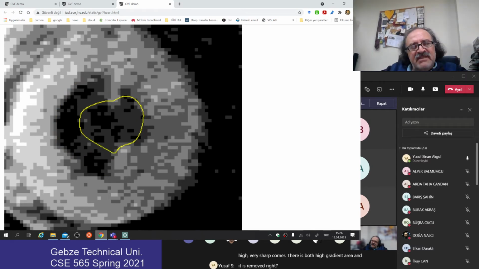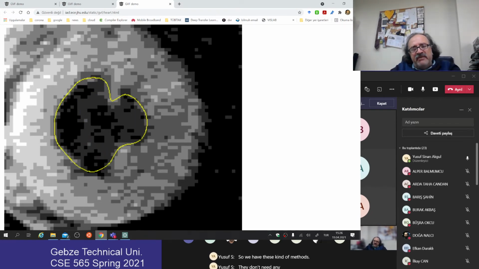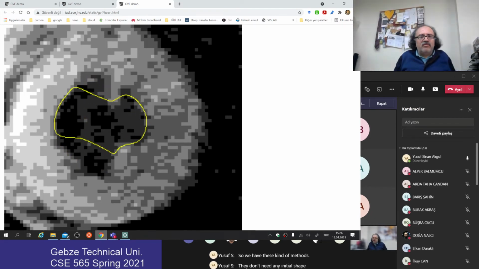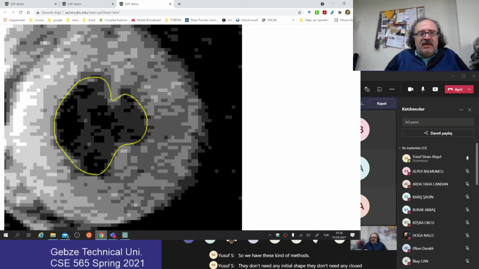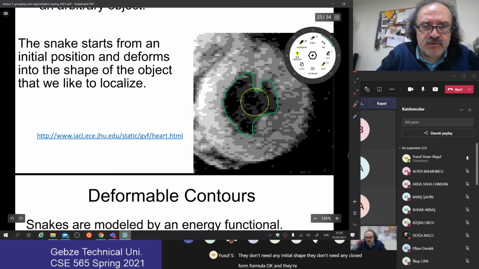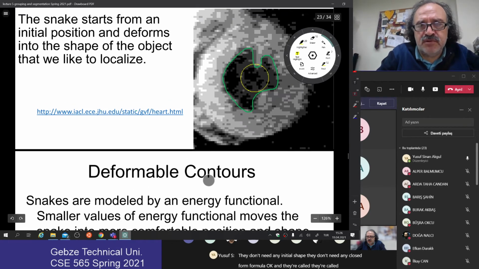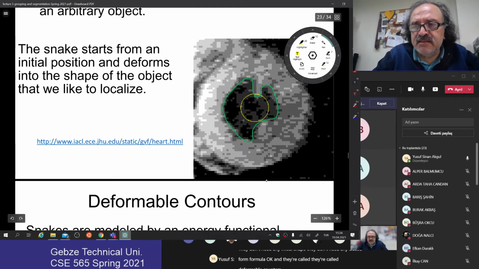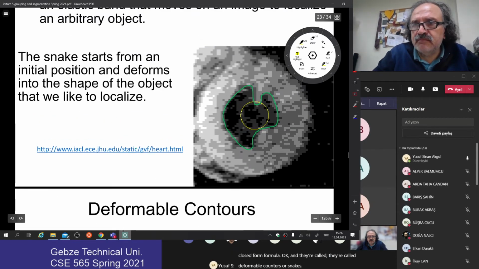So we have these kind of methods. They don't need any initial shape. They don't need any closed form formula. Okay, and they are called deformable contours or snakes. Snakes.